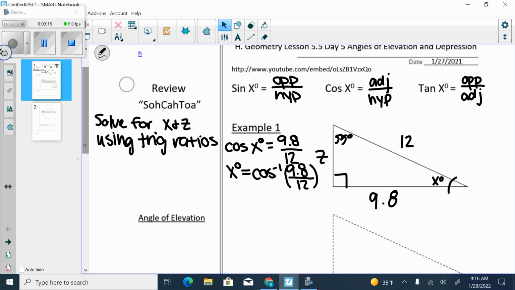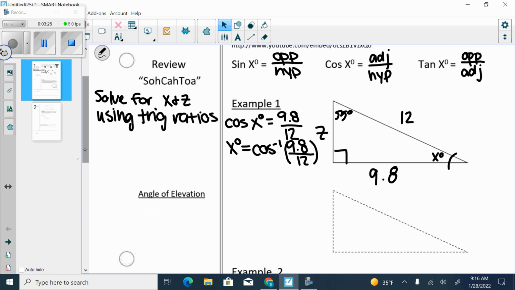Now, before you type that in your calculator, double check, make sure you are in degrees. And about how many degrees is angle x? 35 degrees. Very good. So x is equal to 35 degrees. Alright, so we solved for the first one. Now we've got to solve for z.